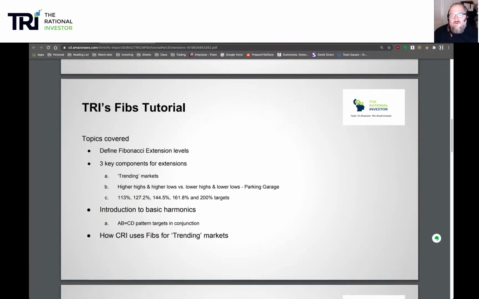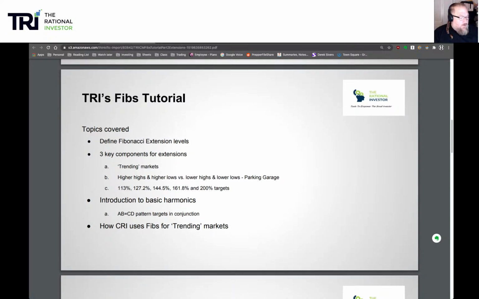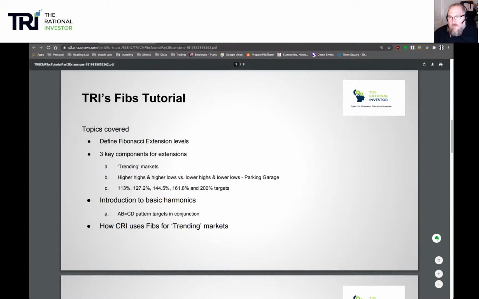Now, our extensions aren't only used for this, but that's all we're going to be using it for in level 1. Once you get to level 3, you're going to learn advanced harmonics. When we get into advanced harmonics, you're going to be looking at a whole other class of location criteria that uses fib extensions in some very, very specific ways. Okay, but we're not ready for that yet. For now, extensions are just going to be used for profit taking.